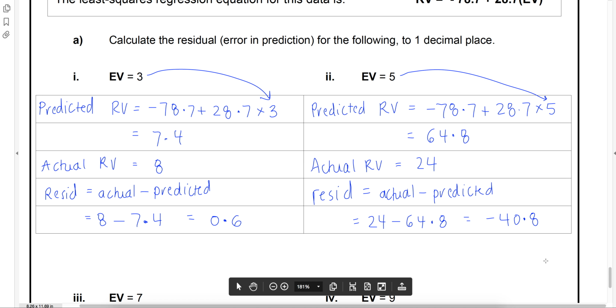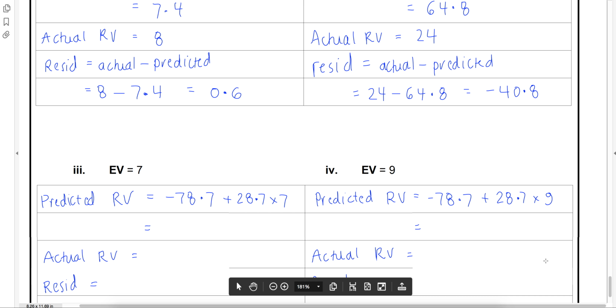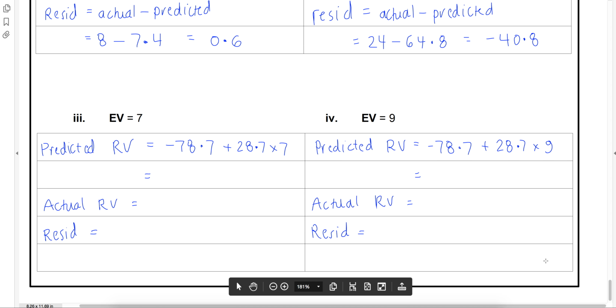So notice they can be negative. You can get positive residuals and negative residuals. We'll talk about that more in our next video. Just a couple more. This time EV of 7. Predicted as usual. Type it in, and I'm just going to copy and paste what I had before, change it to a 7. I've got 122.2.